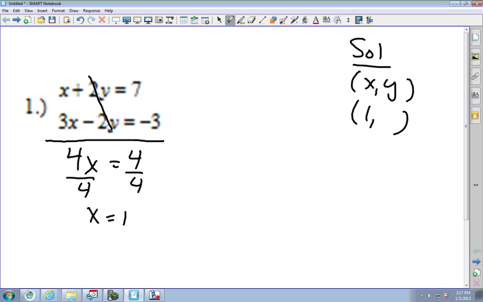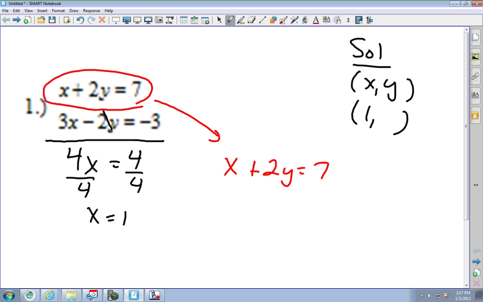So my solution, remember I have an x and a y. My x number is 1. I'm going to find my y. I'm going to take one of the two equations. Now, I tend to always use the one that has all the positives, but it doesn't matter which one you choose. I'm going to take x plus 2y equals 7. X is 1, so I'm going to put that in here for x. Instead of x, I'm putting a 1 in there. Plus 2y equals 7. Now I'm going to solve for y.